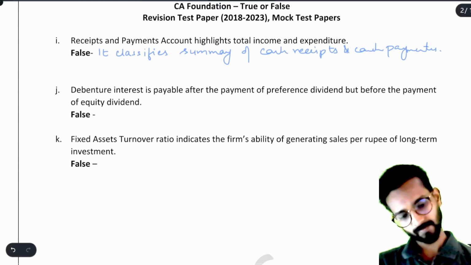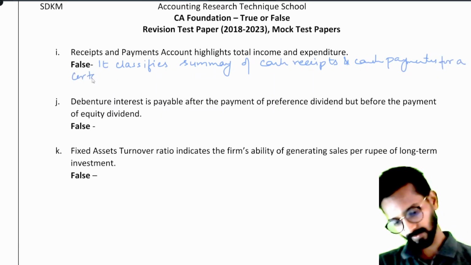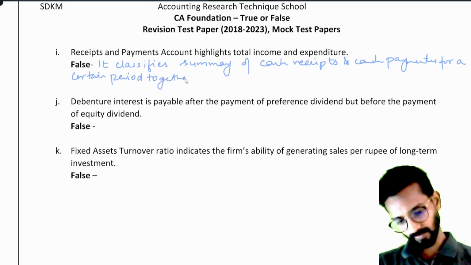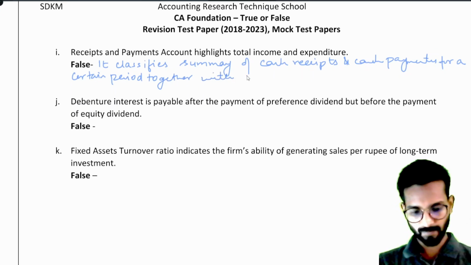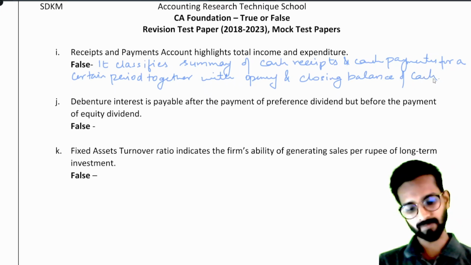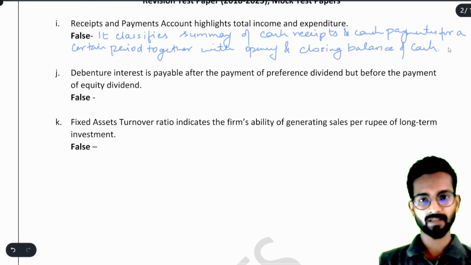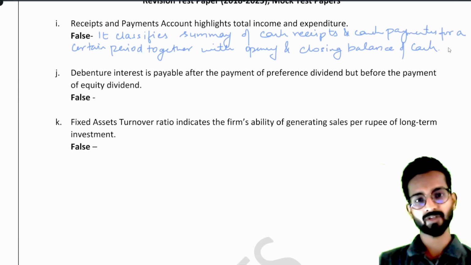Now, you can write one more line here: for cash payment for a certain period together with opening and closing balance of cash. That is what our receipt and payment account represents, okay? Now, it does not represent income and expenditure. You can also add a line here, receipt and payment account does not present or does not highlight total income and expenditure, okay?